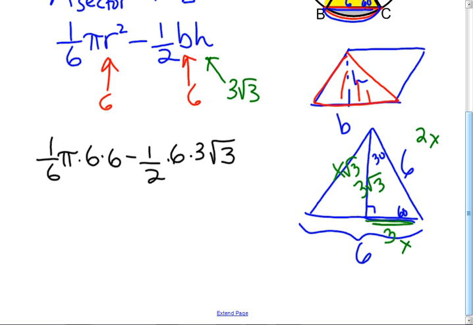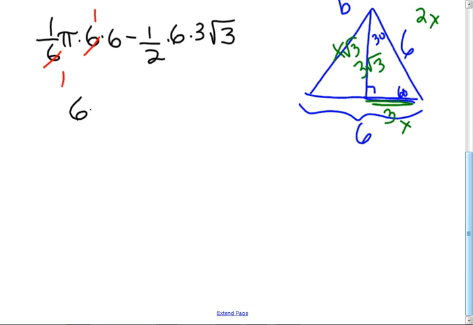Okay, Jacob? What happens to the 6's? They cancel. Now, I could have taken 1/6 of 36. I mean, it's not like it was hard, but that's okay. This is easier.